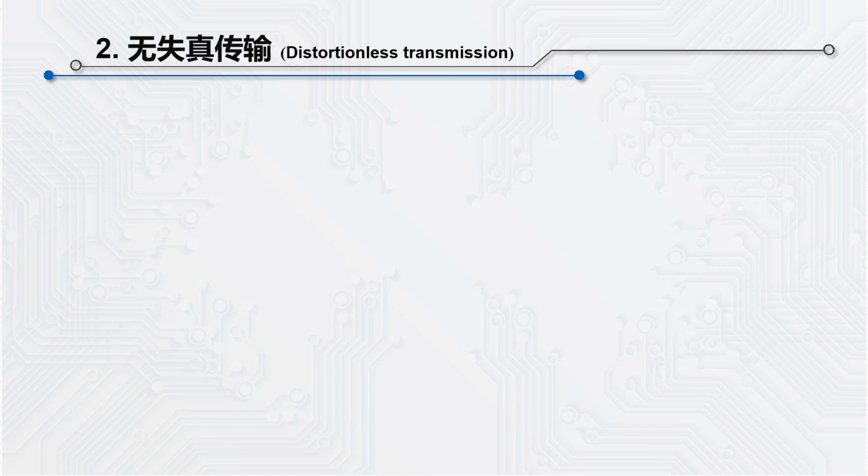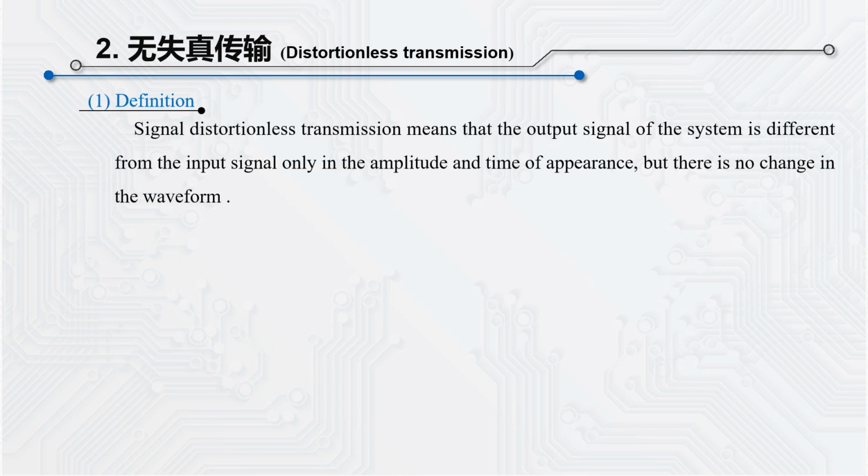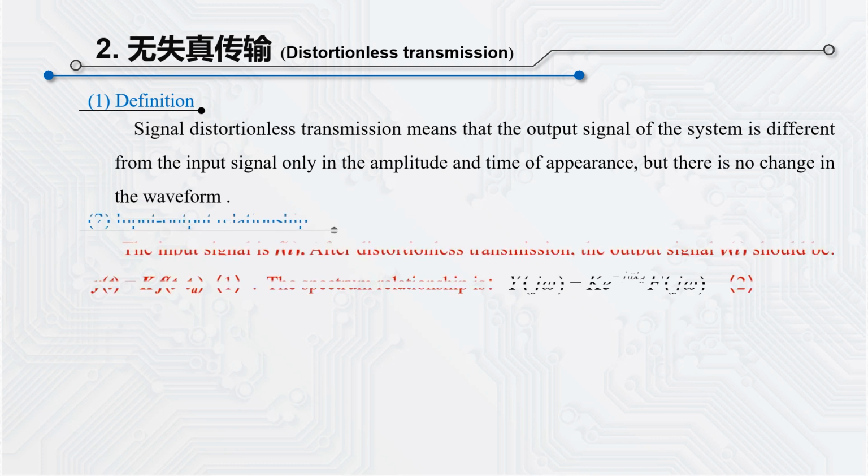Let's take a look at the concept of distortionless transmission. Distortionless transmission means that the output signal and the input signal of a system are the same in waveform, and their amplitude and occurrence time of the amplitude are different. This is its basic definition.